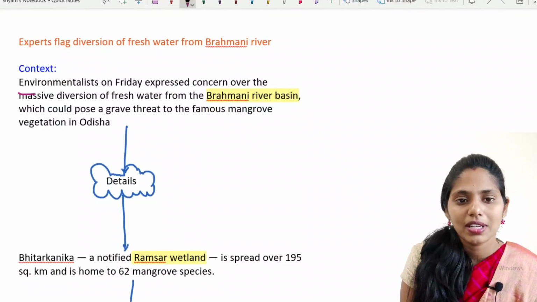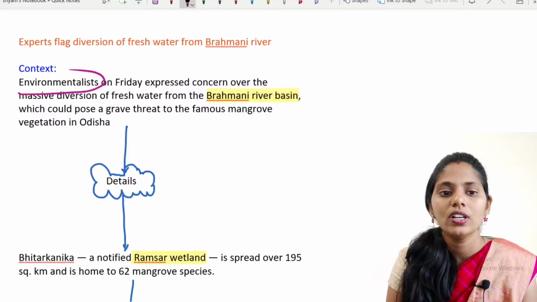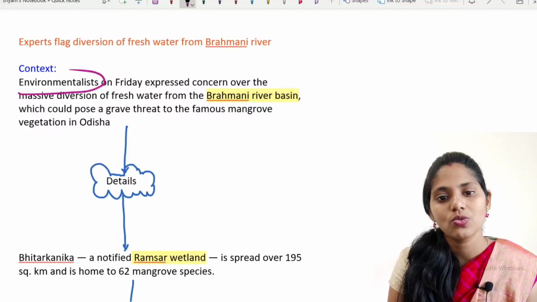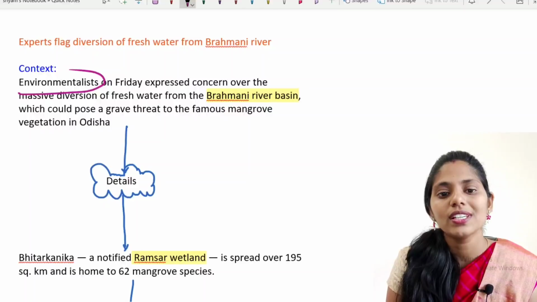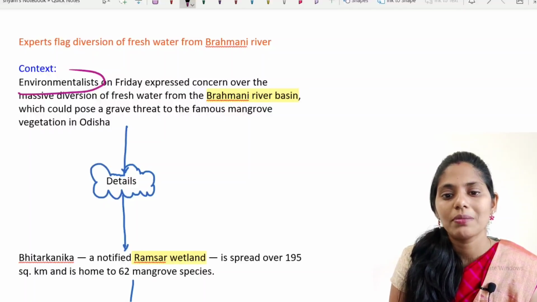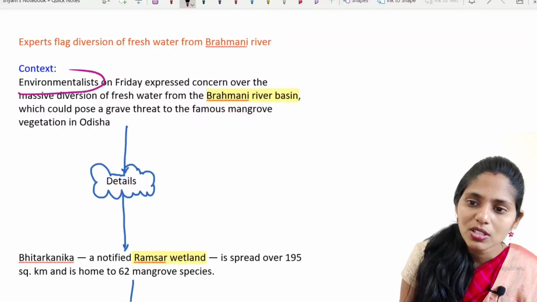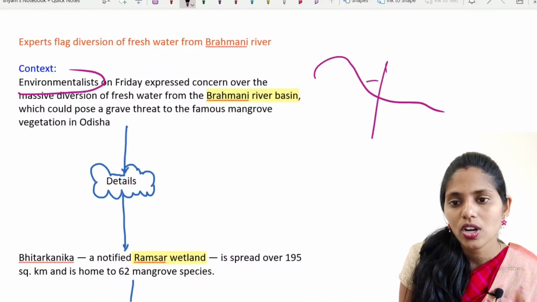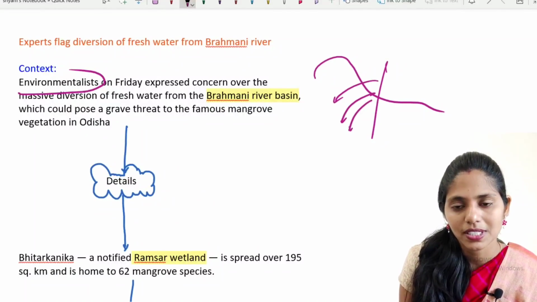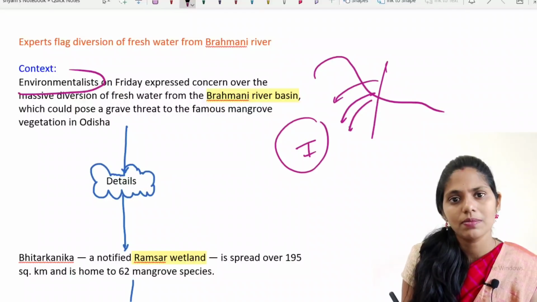Environmentalists expressed concern over massive diversion of fresh water from this Brahmani river basin, which could pose a grave threat to the famous mangrove vegetation in Odisha. What happens is, if there is a Brahmani river flowing like this, whenever this water is diverted for other purposes, there are many industries using huge amounts of water from these rivers.